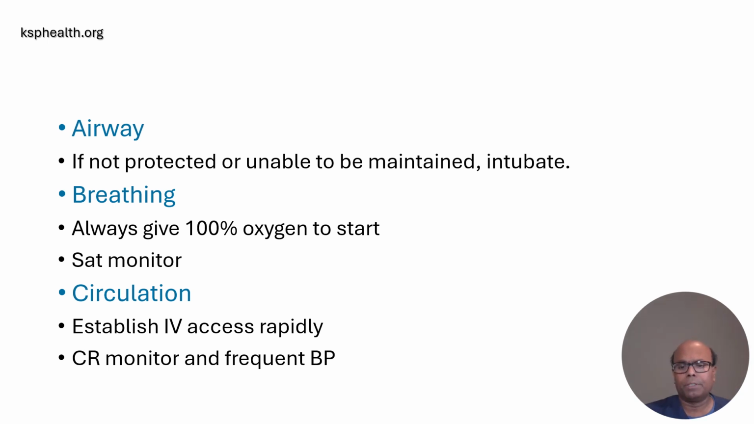As in any critical illness, make sure the airway is patent. If the patient is unable to maintain it, intubate. Number 2, breathing. Always give 100% oxygen in patients with shock, at least to start with. Monitor saturation and establish IV access rapidly. If IV access is not established quickly enough, go ahead and place an intraosseous line and hook up the patient with a cardiorespiratory monitor. The blood pressure needs to be measured very frequently, mostly every 3 to 5 minutes.